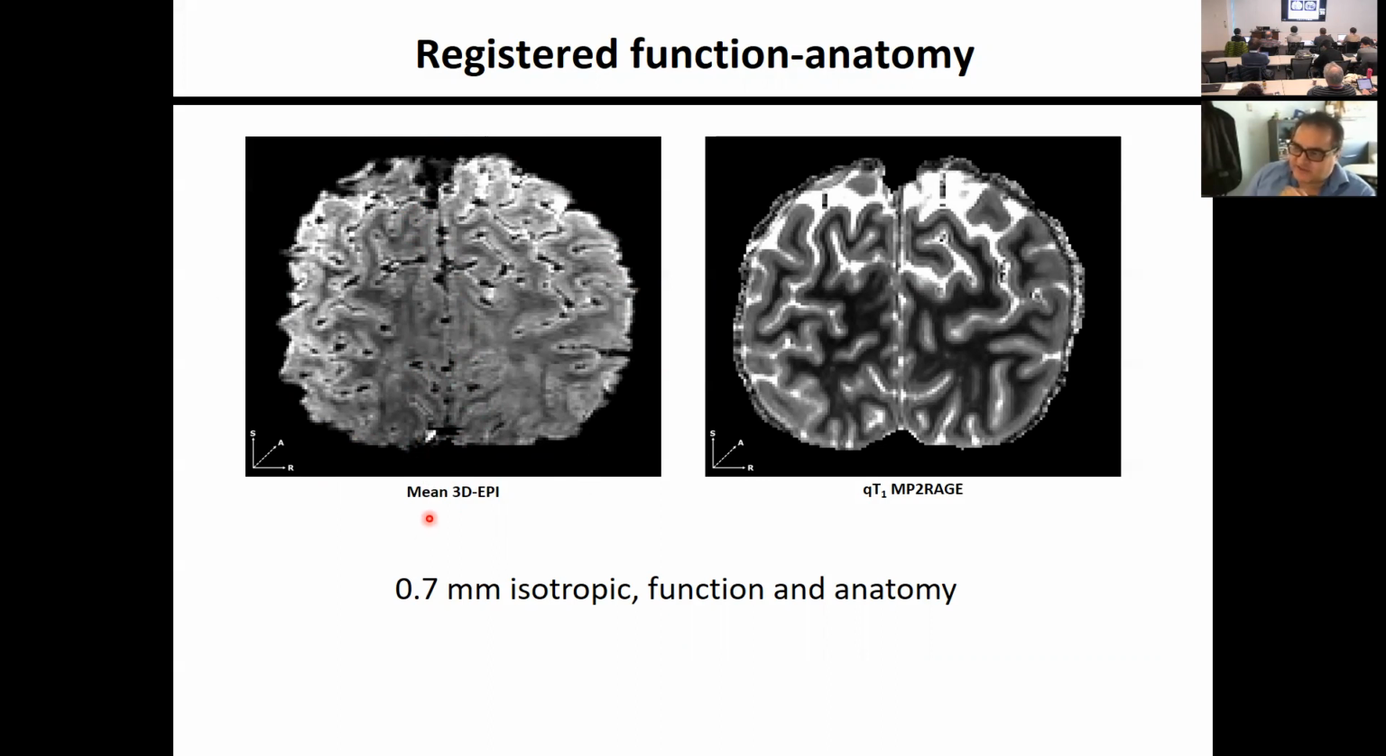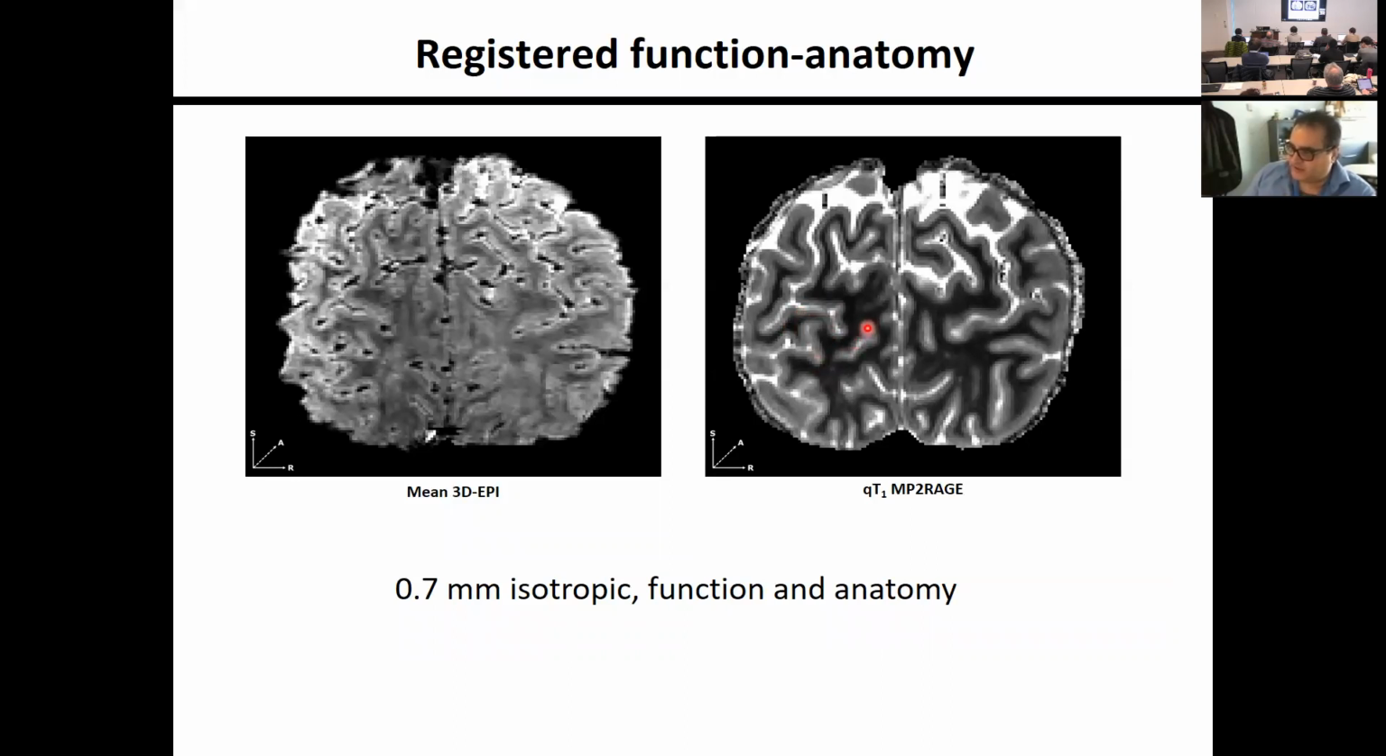So the success of laminar fMRI depends on how well we can segment the gray matter. Otherwise, we don't know where the layers are, and any further analysis will be flawed. So the standard way of doing this is let's get the anatomy images. This is on the right, you see quantitative T1 from MP2RAGE, and in the quantitative T1, the white matter is dark in contrast to T1-weighted, but you see very nicely the gray and white matter contrast. So we can do very nice segmentation on this image.